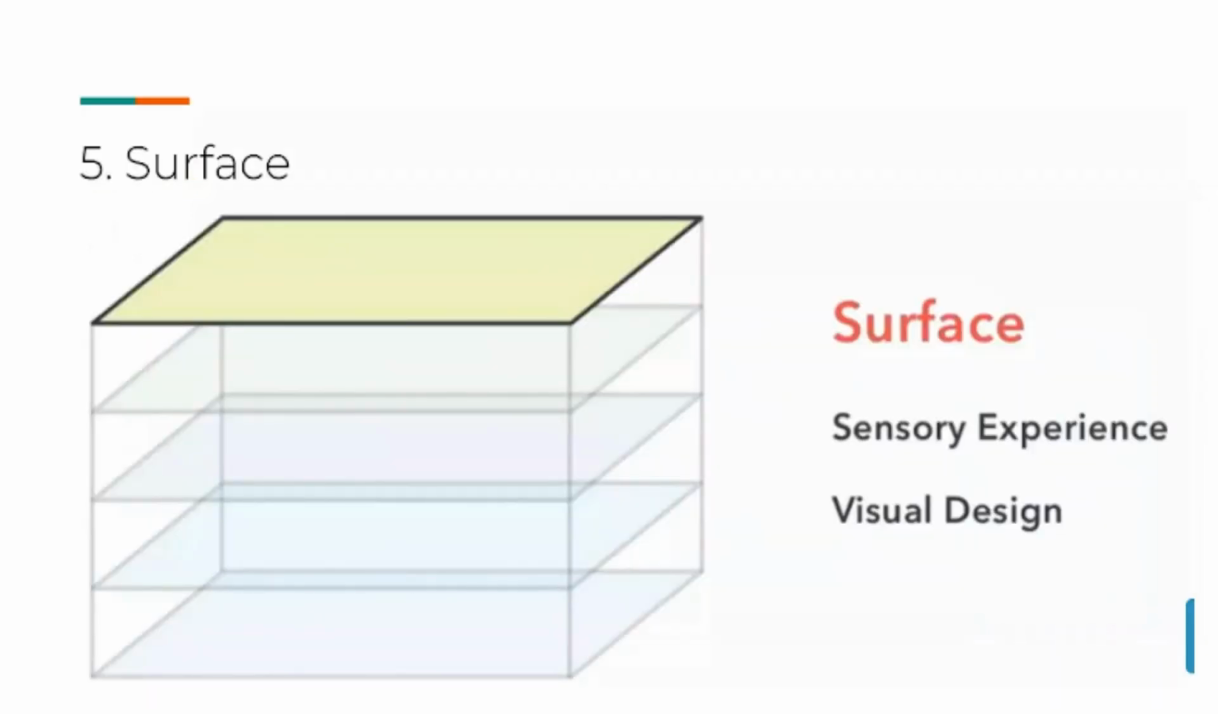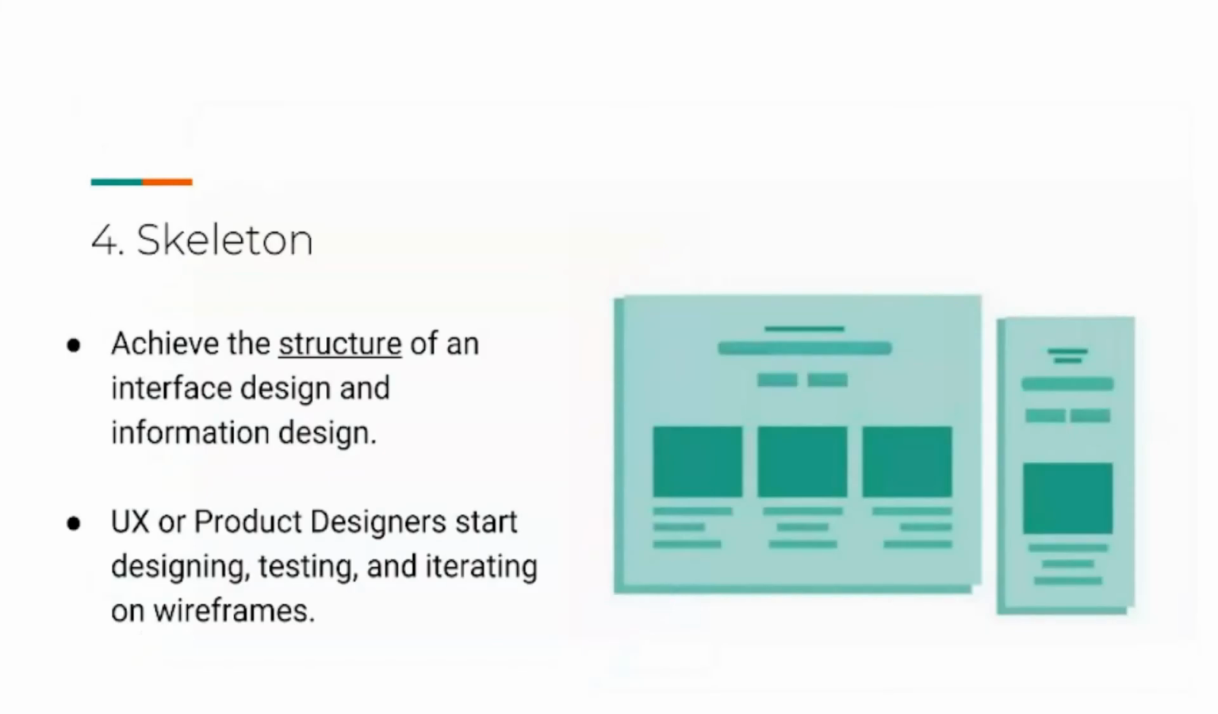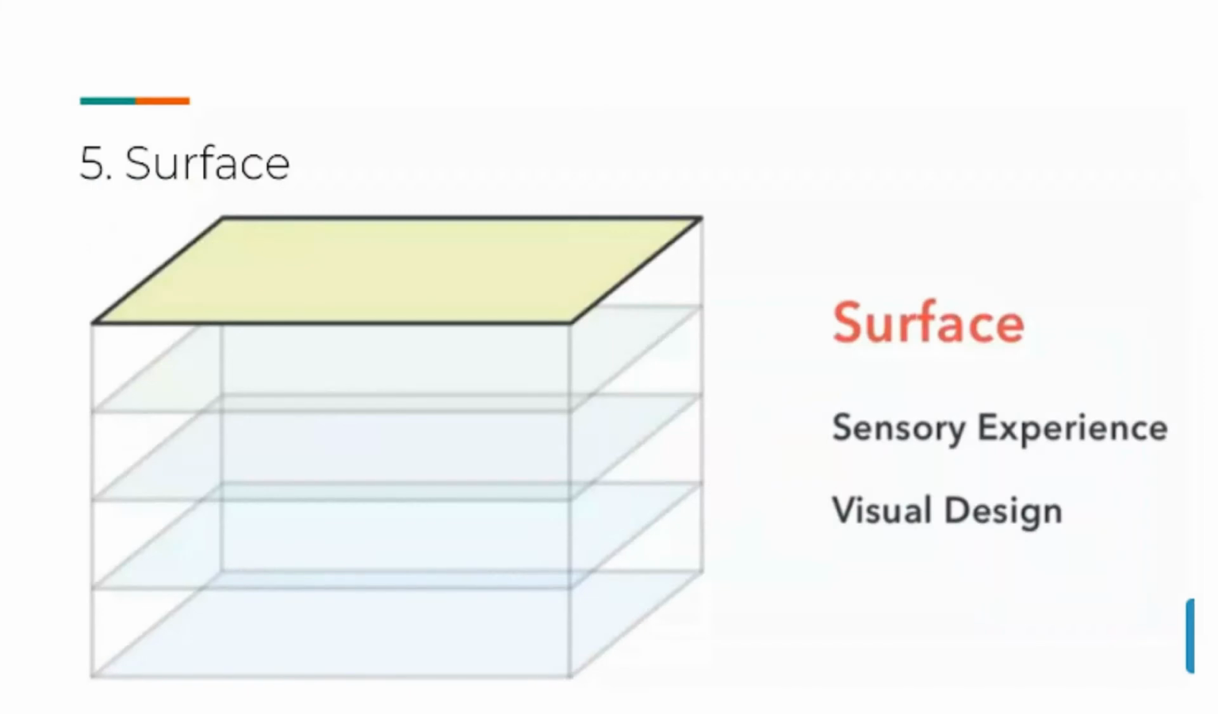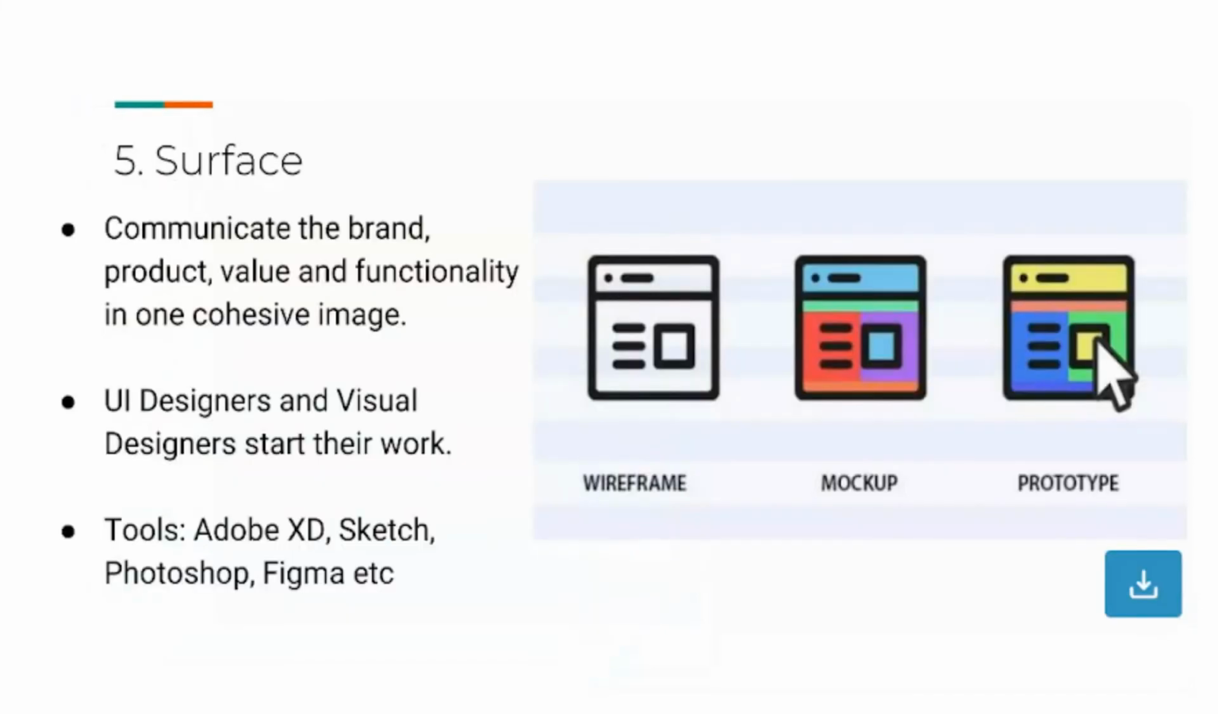Then number five, which is the last part, is surface, which is sensory experience and visual design. Now, skeleton is just like drawing the wireframe or low fidelity design of the product. Surface is the actual design, like doing the high fidelity, then prototyping your design. Here we communicate the brand, product, value, and functionality in one cohesive image.